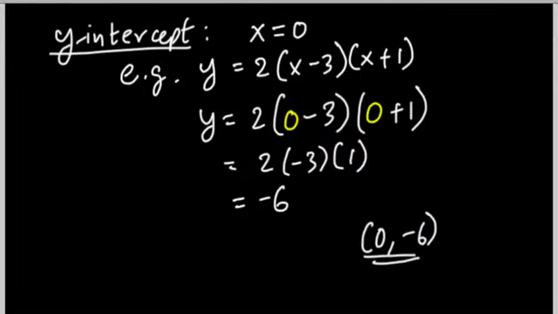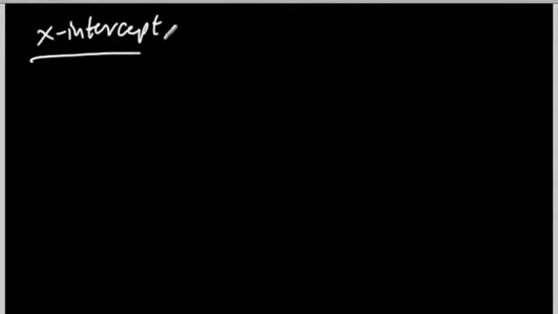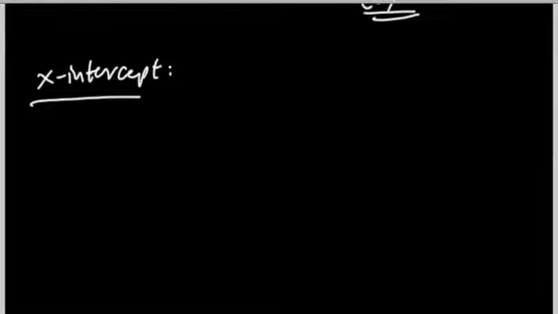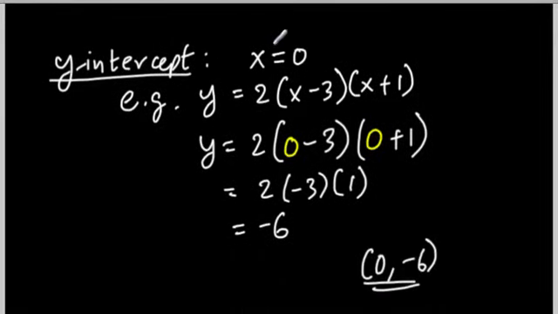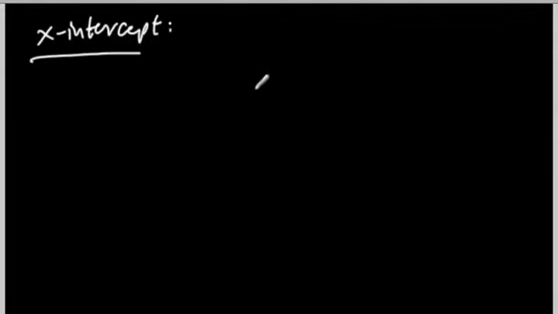The next concept I want to go over is the x-intercept. If the y-intercept is where x equals 0, the x-intercept is going to be where y equals 0. So it's very important to remember that. The x-intercept is y equals 0, and the y-intercept is x equals 0. Let me do a quick example of this.